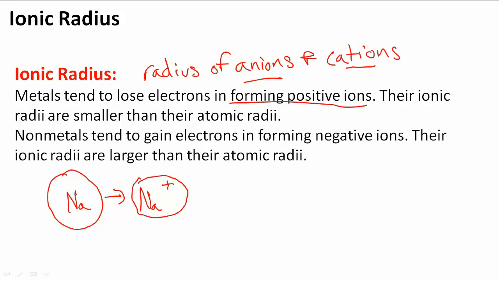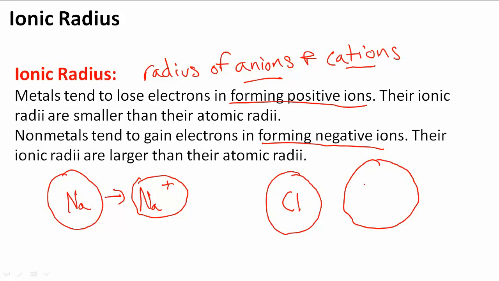Nonmetals tend to gain electrons, so they form negative ions, because now they have gained more negative charge, and their ionic radii are larger than their atomic radii, because when you add more electrons, it's easier for them to spread out because the attractive force of the protons isn't as much on those new electrons. So if I had this as, let's say, Cl, now Cl is going to become bigger because it has gained a new electron. It's going to be Cl negative. And so it moves from being smaller to being bigger.